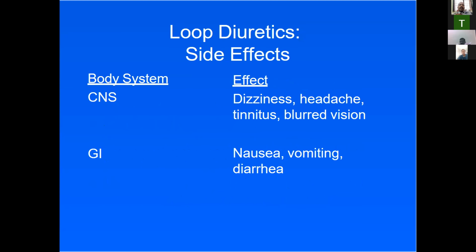So it also has its own side effects. On the CNS, it produces dizziness, headache, and tinnitus. Tinnitus, you may know already, is a ringing sound in the ears, and then blurred vision is also there in the CNS. And in the GIT, it can produce nausea, vomiting, and diarrhea. These are all the common side effects of many drugs in the GIT.